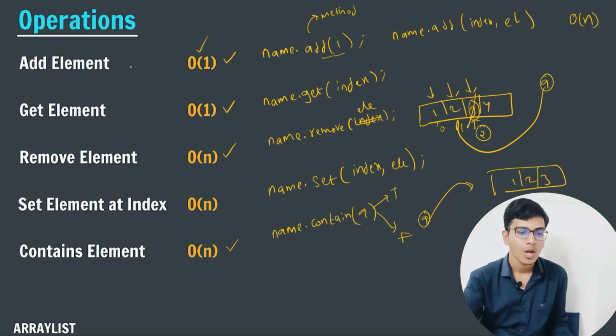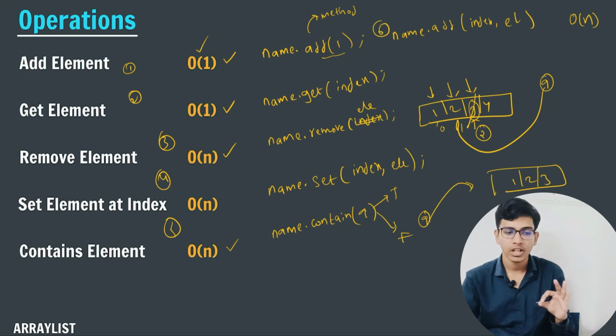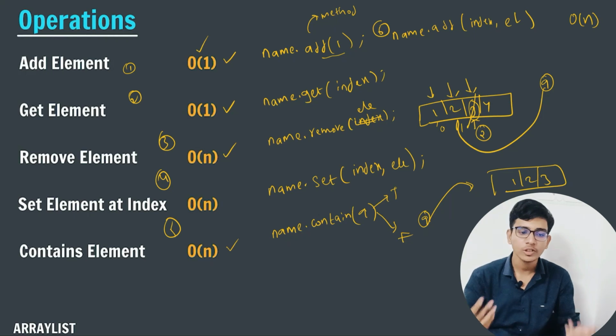How many operations? 1 2 3 4 5 and 6. So these are the 6 different operations which are there in our linked list, and these are very easy. First of all, now let us code this thing.